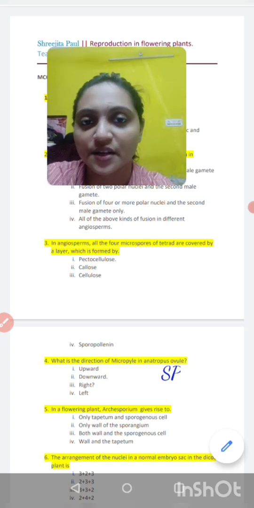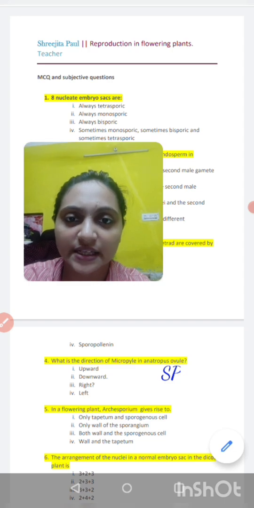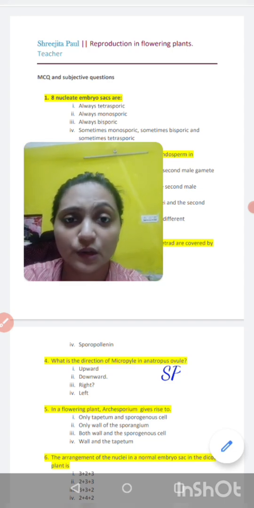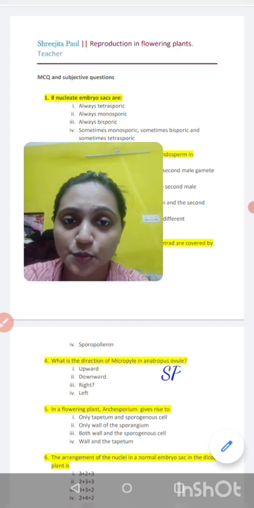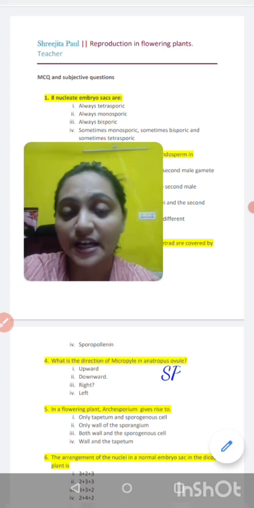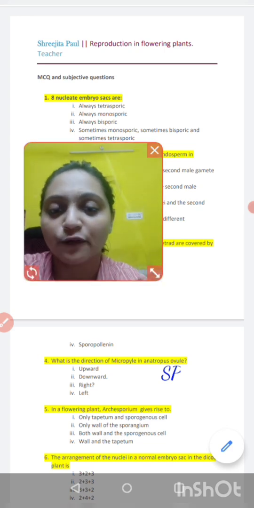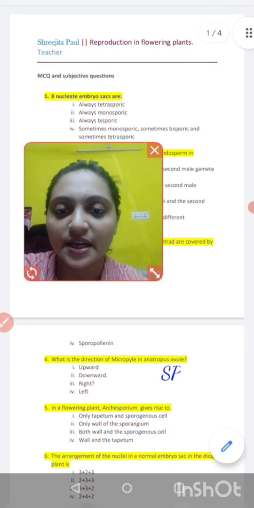Okay, so starting with the first question: 8 nucleate embryo sac are always tetrasporic, always monosporic, always biosporic, and sometimes monosporic, biosporic and tetrasporic. So student, we have discussed megasporogenesis, that is the formation of the embryo sac from the megaspore.